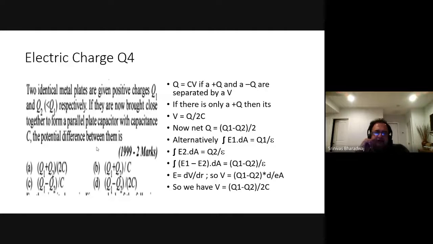So this is another capacitor question. Two identical plates are given positive charges Q1 and Q2. They are brought together. The potential difference between them is what? This is actually a much trickier question. Unless you understand how to rework this, it is not easy at all. So we will discuss this when we discuss capacitors again.